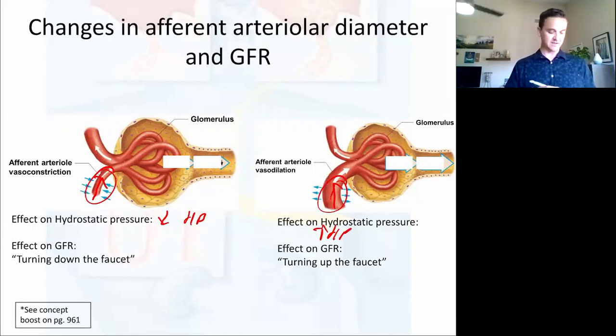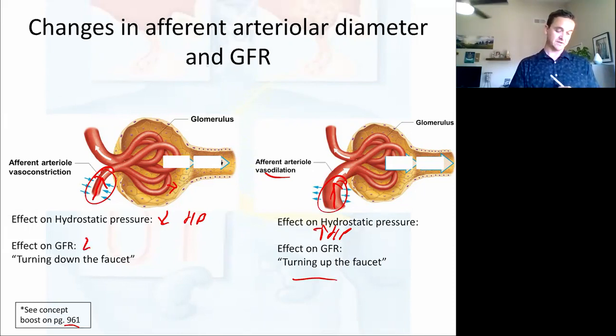And there's a nice concept boost in your book on this on page 961, and it kind of walks you through this, but it gives the analogy of constricting our afferent arteriole is the equivalent of kind of turning the faucet down, turning the pressure down, so we don't get as much water flowing through the hose, and that would lead to less hydrostatic pressure and less fluid pushing out. Whereas increasing hydrostatic pressure by dilating the afferent arteriole is equivalent to kind of turning up the faucet. Okay, so the effects on GFR, we're going to decrease GFR here, increase GFR here.